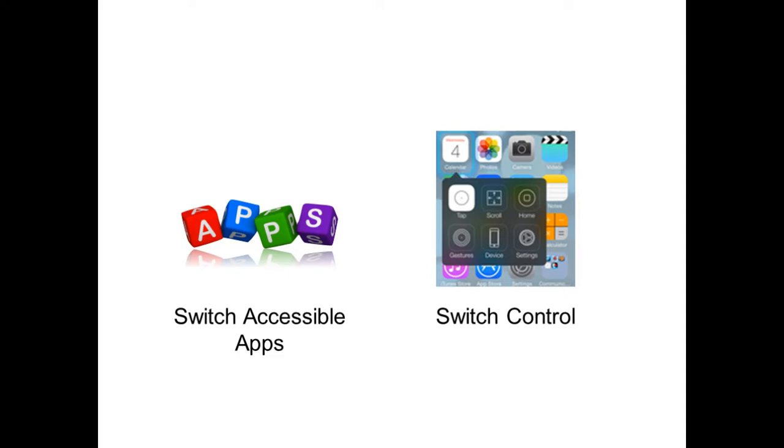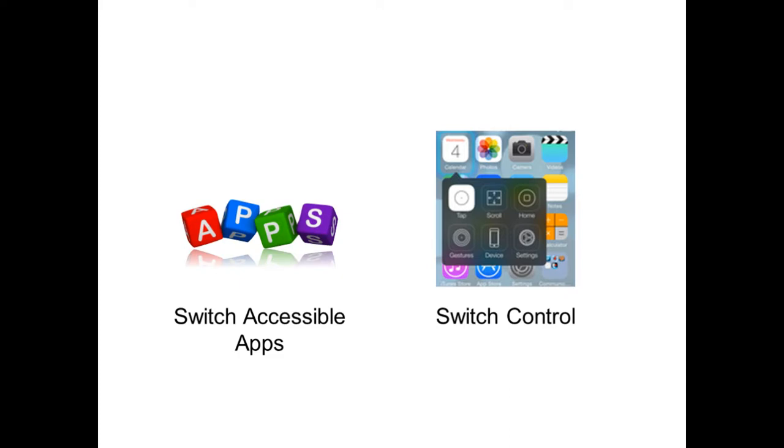All right, so there are two types of switch access that are available on iOS devices. First, you have switch accessible apps. What this means is that the developer of that app has baked in switch access, so you have switch access while you're inside of that app. But the minute you exit the app, you lose that switch access because it's been built into the app. And there are many, many apps that have switch access built into them.